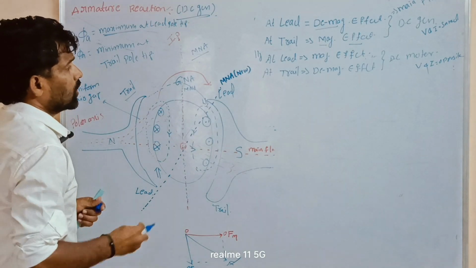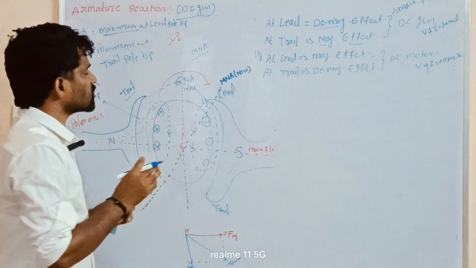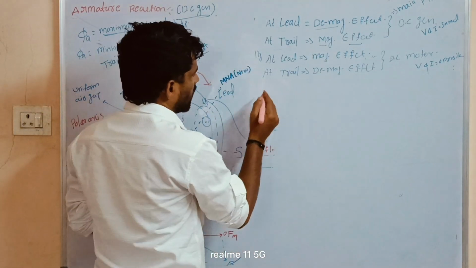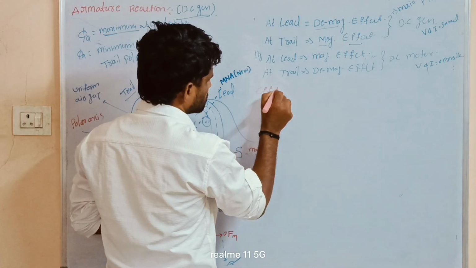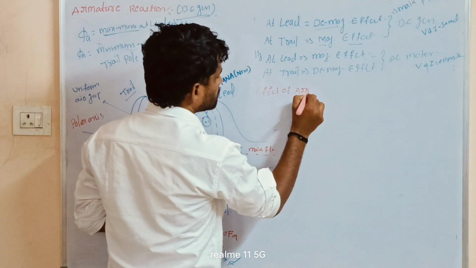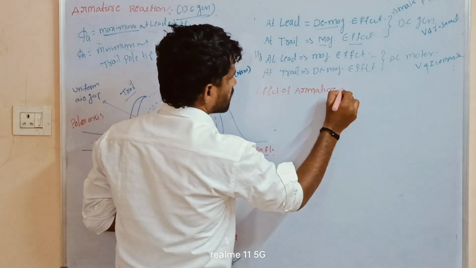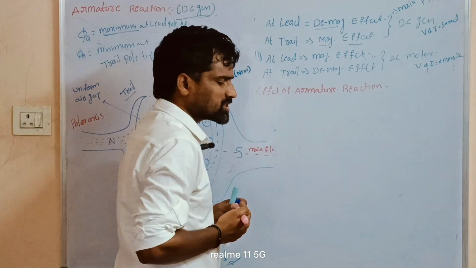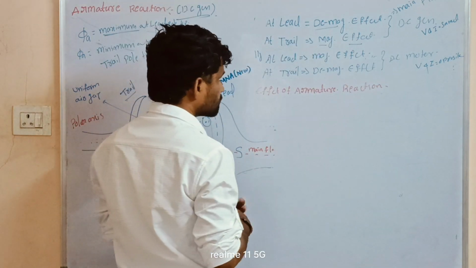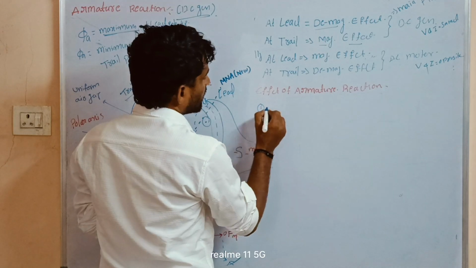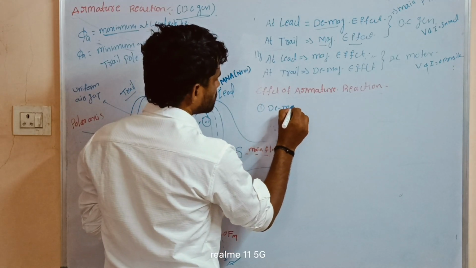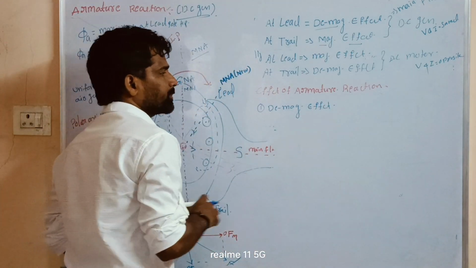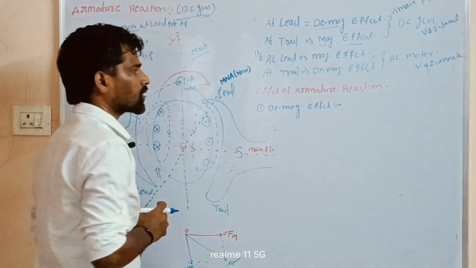So, the effects of armature reaction. What are the effects of armature reaction? Based on the two effects, one is the demagnetization effect, and another one is the cross magnetization effect.